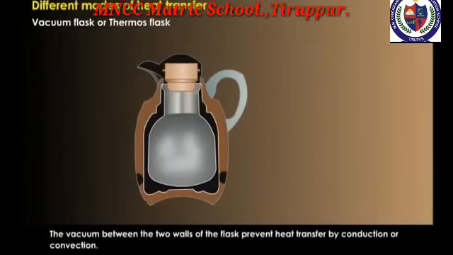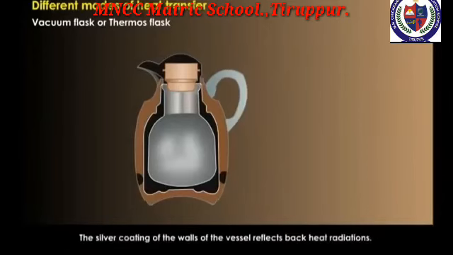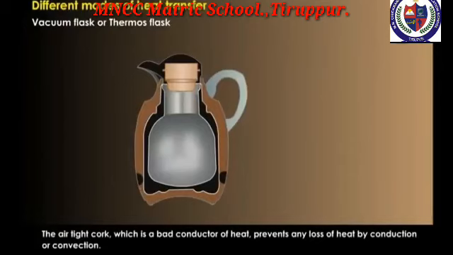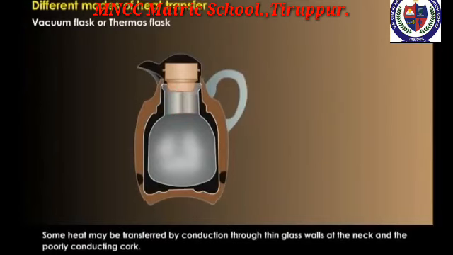The vacuum between the two walls of the flask prevents heat transfer by conduction or convection. The silver coating of the walls of the vessel reflects back heat radiation. Thus, heat by radiation can neither enter inside nor go out of the flask. The airtight cork, which is a bad conductor of heat, prevents any loss of heat by conduction or convection. Some heat may be transferred by conduction through the thin glass walls at the neck and the poorly conducting cork.